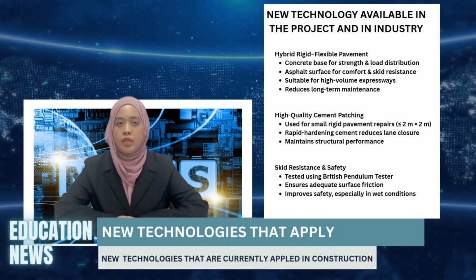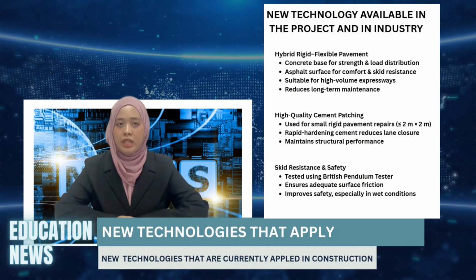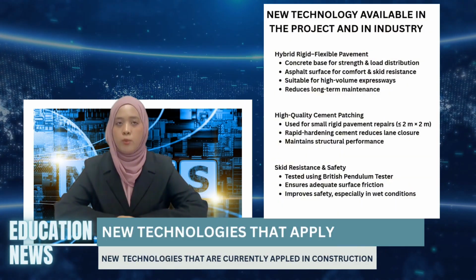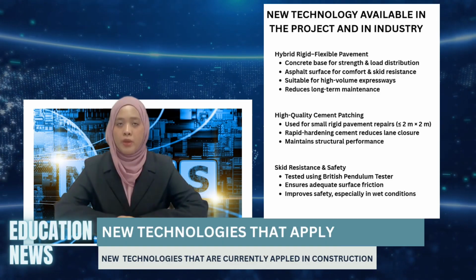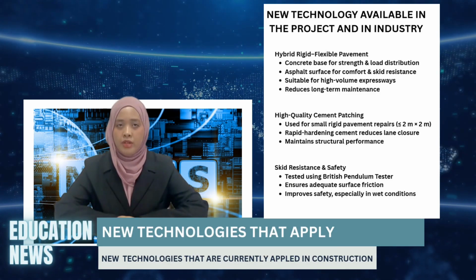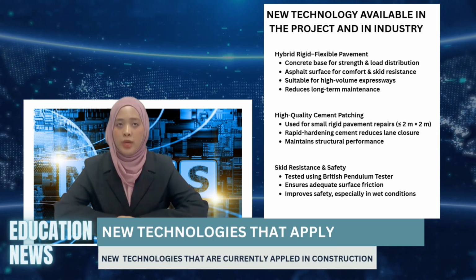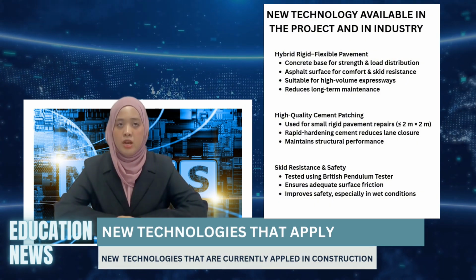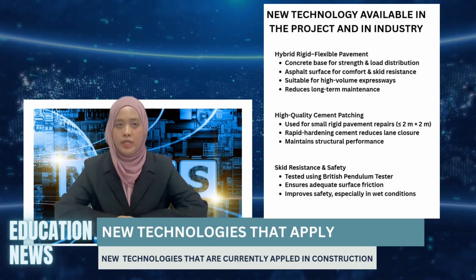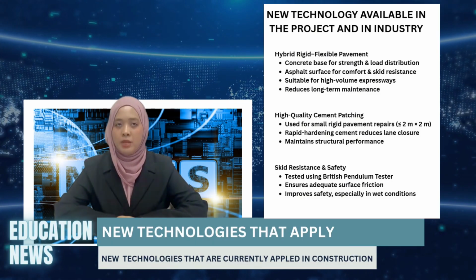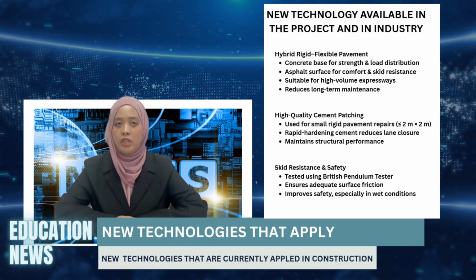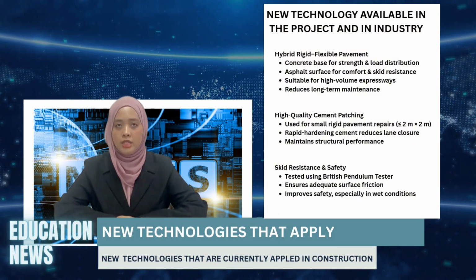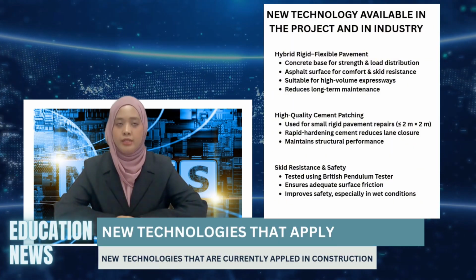Another technology gaining attention is high-quality cement patching, which is used for minor repairs on rigid pavements, typically covering areas of up to 2 by 2 meters. By using rapid-hardening cement, repair works can be completed within a shorter time frame. This minimizes traffic disruption and lane closures while ensuring that the pavement's structural integrity and performance are maintained.